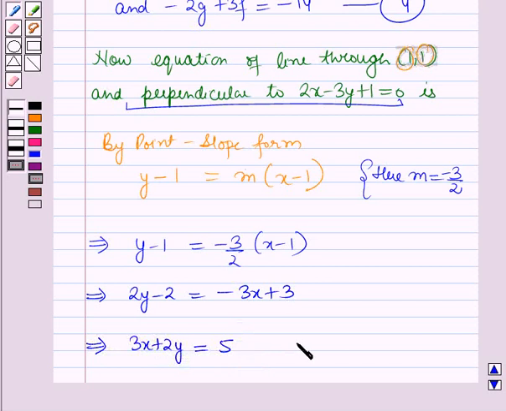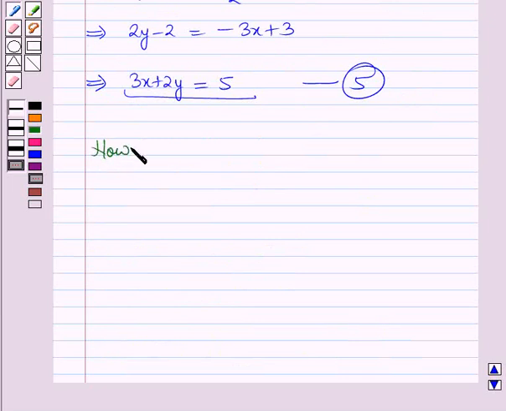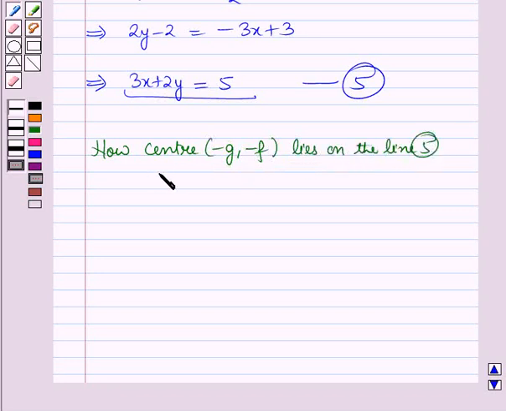Now let us name it as equation number 5. Now this is the equation of the line through the point (1, 1) and perpendicular to this tangent. That means this line will pass through the center. So now the center, whose coordinates are given by (-g, -f), lies on the line which is given by equation number 5.